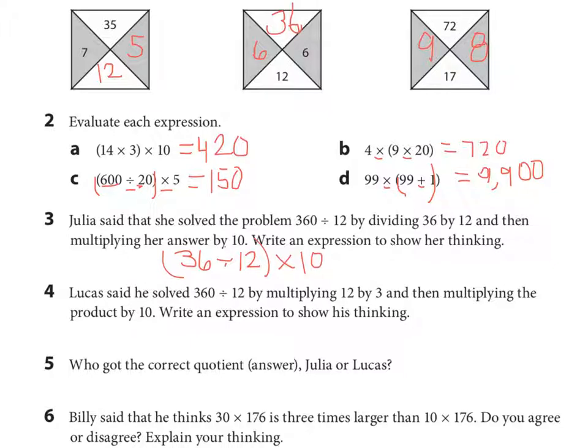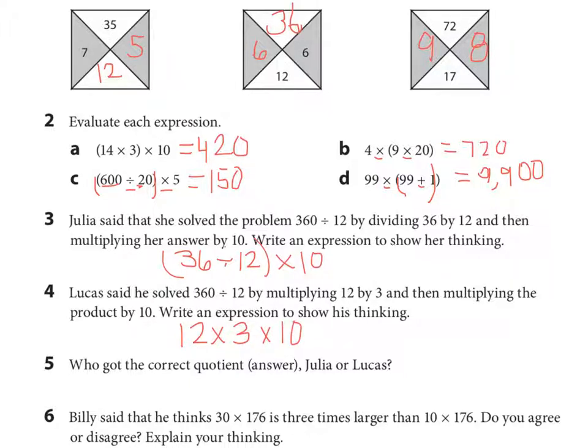Number 4, it says Lucas said he solved 360 divided by 12 by multiplying 12 by 3 and then multiplying the product by 10. So write an expression to show his thinking. Multiplying 12 by 3 and then multiplying by 10.